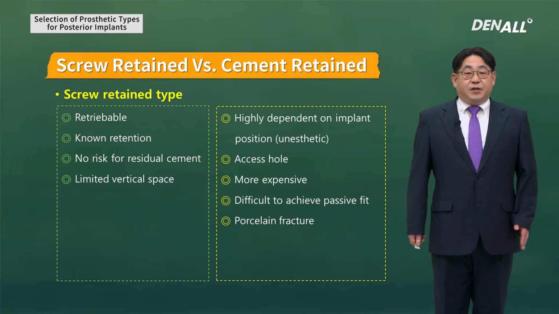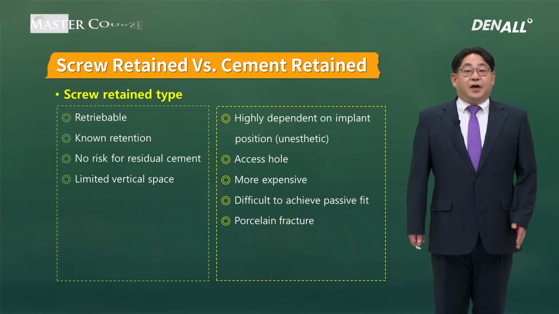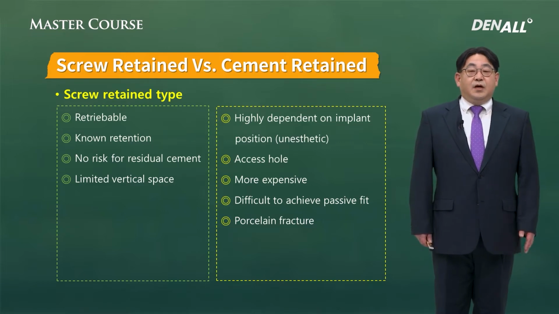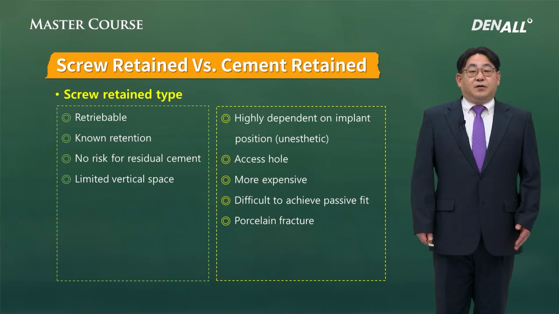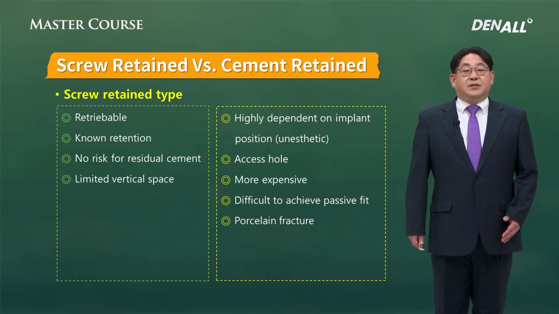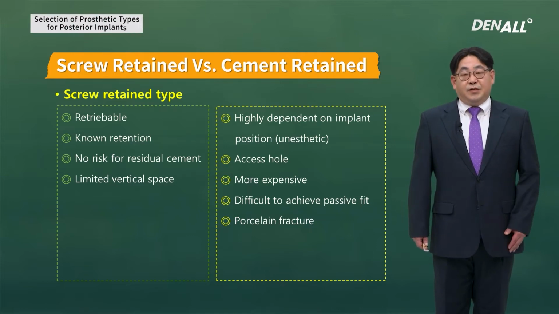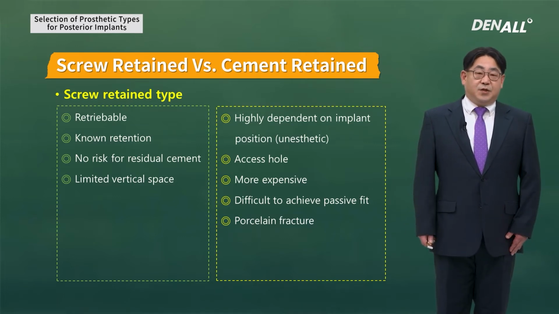It is screwed tight, therefore it can be used for small vertical spaces. The downside is if the access hole is positioned labiolingually, this can be a problem epidemiologically and aesthetically. Therefore, placement angle and position play a significant role. Currently, compared with the cement type, it's more costly to fabricate, and to get passive fit, a lot of effort and process are involved. Also, ceramic chipping is known to occur more frequently compared to cementation type.